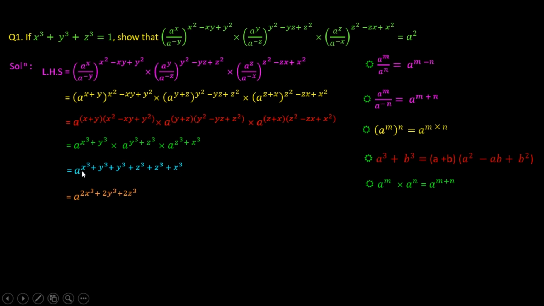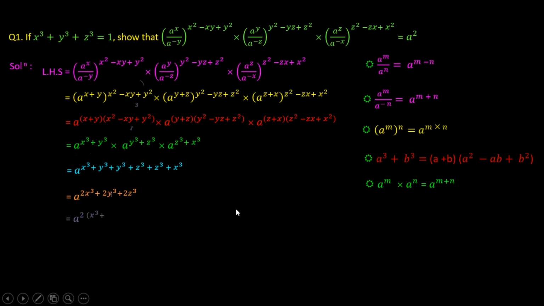As we have seen in my previous video, you have to add the like terms that have the same variable and same power. So x cube and x cube are added. When we add, the variable remains the same and their coefficients are added. So here is coefficient 1, here is also coefficient 1, so it becomes 2. Similarly, y cube plus y cube is 2y cube, and z cube plus z cube is 2z cube.